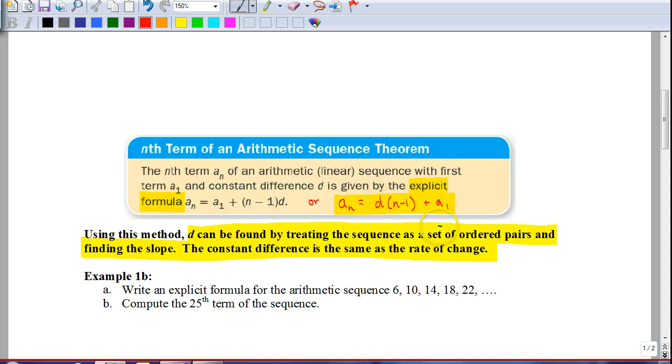Now let's talk about what each of these things mean. A sub n is always going to be there. That's always going to be part of your formula. That's like your y, and n is like your x. Like when we were graphing yesterday, remember when we graphed yesterday, we used n to represent our x. A sub n represents the value for the term, so that was your y. Same thing here. D is referring to our constant difference.